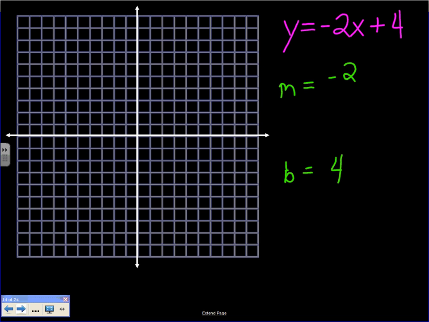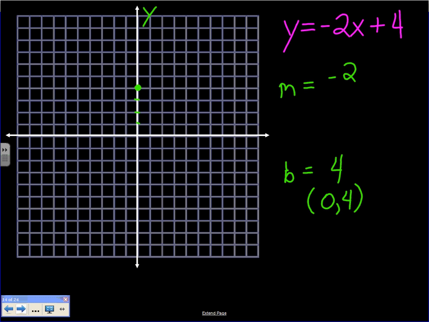You know from your previous experience that the y-intercept is where the line is going to cross the y-axis. So the y-axis is the vertical axis there. And so if the line is going to cross the y-axis where b is equal to 4, all you do is put your first point. Since b is your y-intercept, that ordered pair is 0, 4. You basically count up 1, 2, 3, 4, and you put your point. That's going to be the y-intercept of your line.